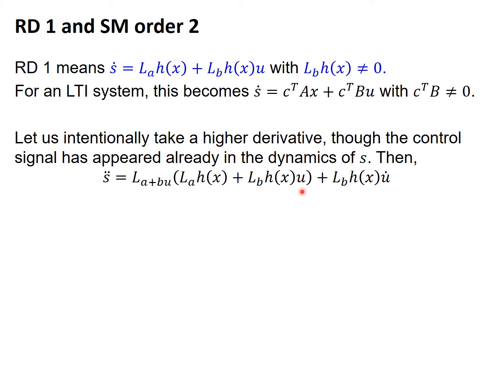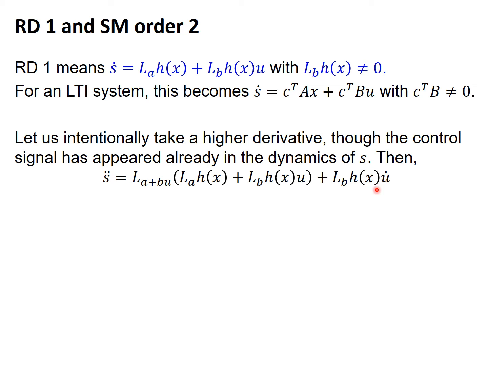So if we choose u to be the discontinuity signal, then the discontinuity signal already appeared in S dot. Then we cannot talk about sliding mode order 2. Then it remains sliding mode order 1. So where must the discontinuity signal come? Where must the switching signal come?